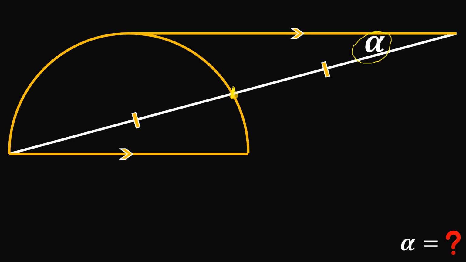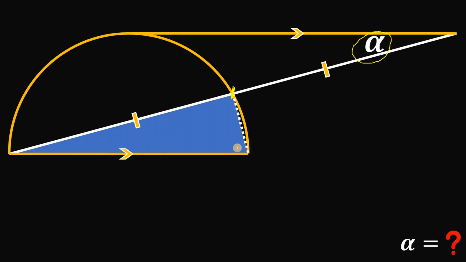So what we're going to do is from this point, let's connect the endpoint of this diameter. Now at this point, we see a triangle inside our semicircle, wherein the longest side of this triangle must be the diameter of the circle. It follows that this triangle must be a right triangle. Now at this point, we will use the fact that these two segments are equal.